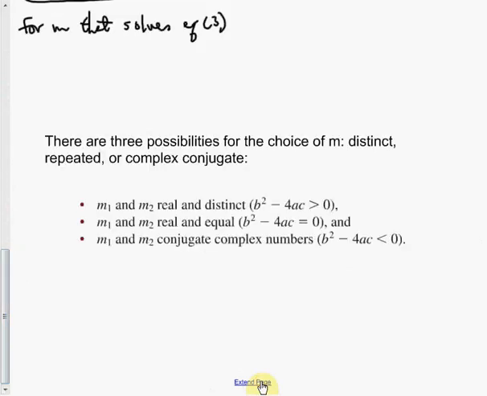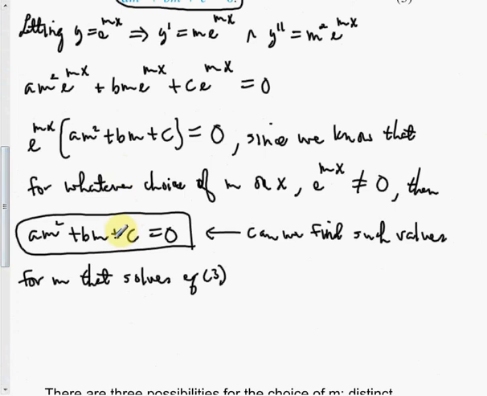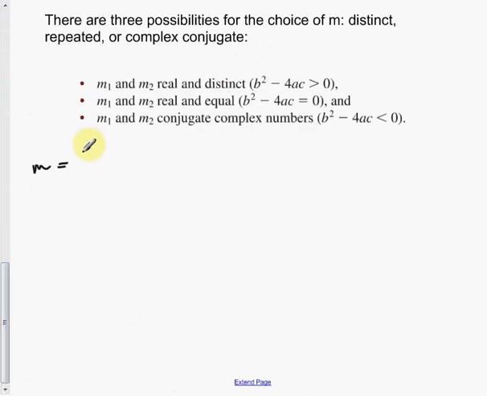Is this kind of ringing a bell? A little bit? So let's see if we can show that. Here we have m equals, I think we wrote it as a, b, and c for those coefficients, so that's good. So we have negative b plus or minus the square root of b squared minus 4ac all over 2a. So this is the b squared minus 4ac that we're referring to.